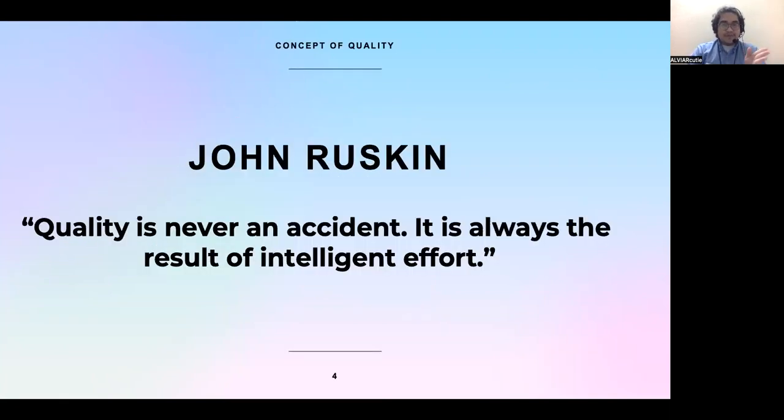So, may nabasa akong magandang kasabihan from John Ruskin. I don't know who John Ruskin is, but his saying is, ang ganda. Quality is never an accident. It is always the result of intelligent effort. So, it's very simple, intelligent effort. Pag effort lang at hindi masyadong pinag-isipan, 'di ba, walang quality.